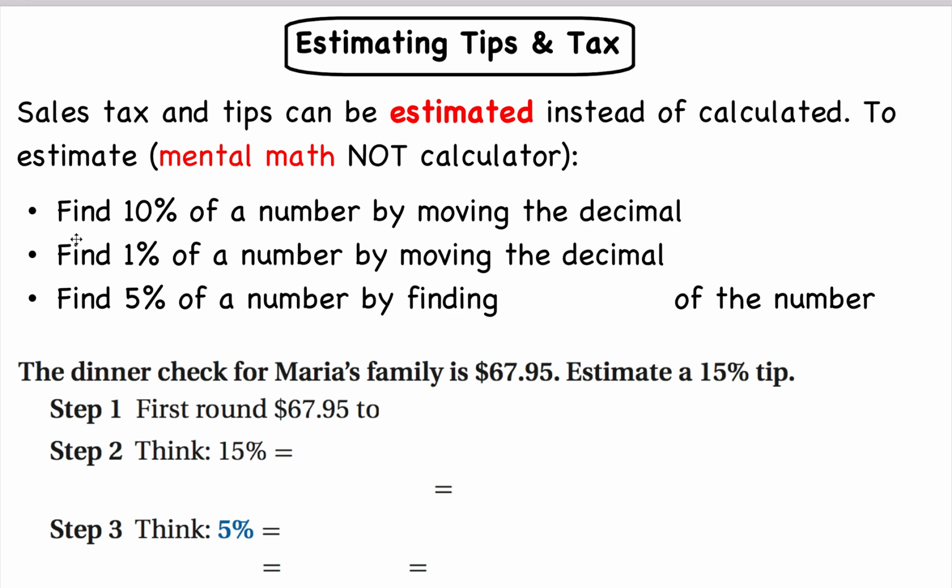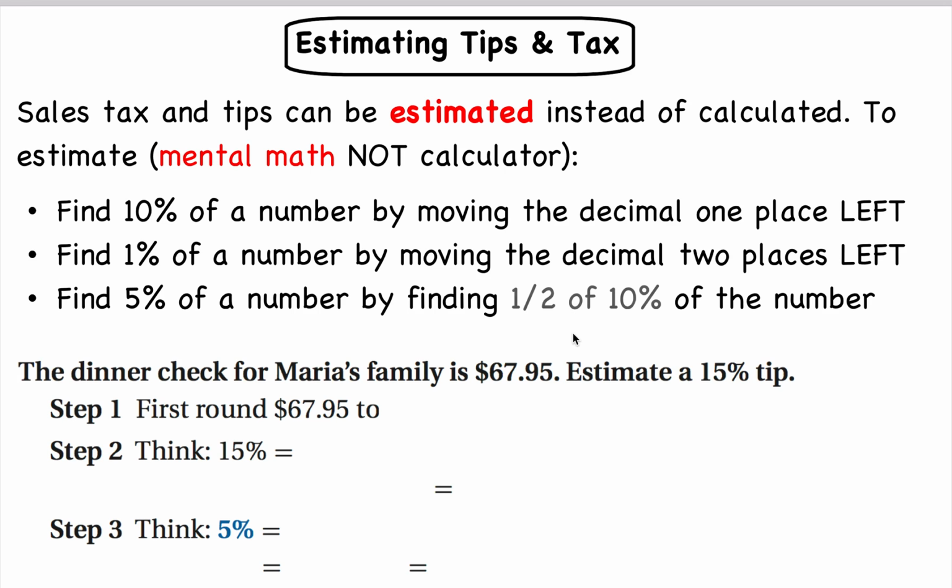So some hints. If you're going to find 10% of a number, what you're going to do is move the decimal place 1 place to the left. If you want to find 1% of a number, you move the decimal 2 places to the left. If you want to find 5% of a number, what you can do is find 10% and then take half of 10%, right? Half of 10 is 5. So you can move the decimal place to the left 1 place and divide it by 2, or divide it by 2 and then move it.